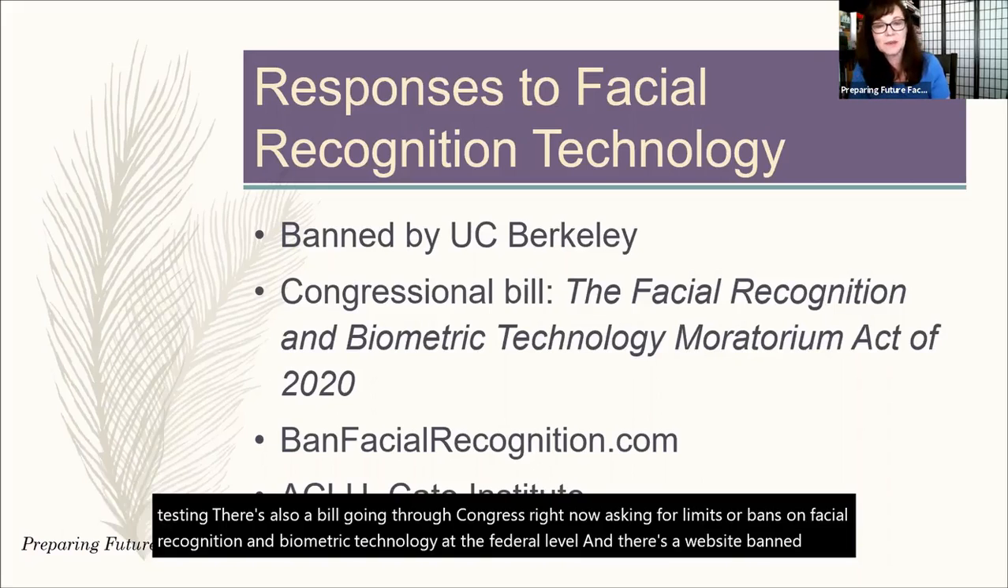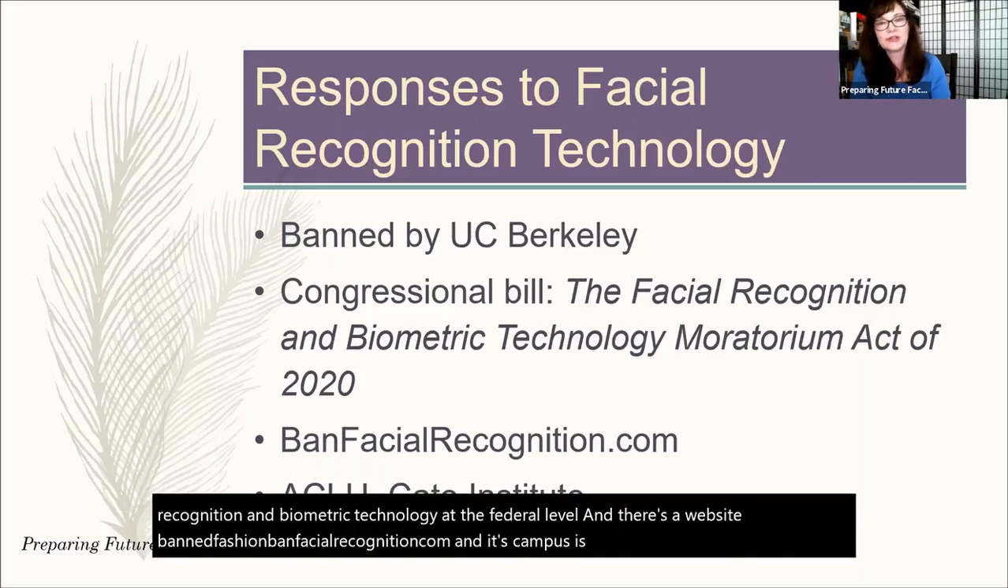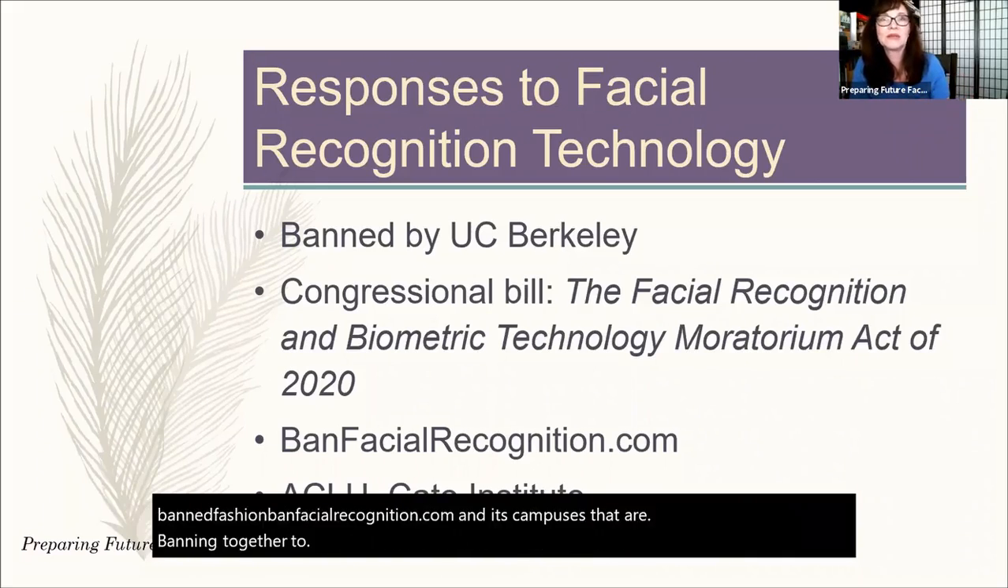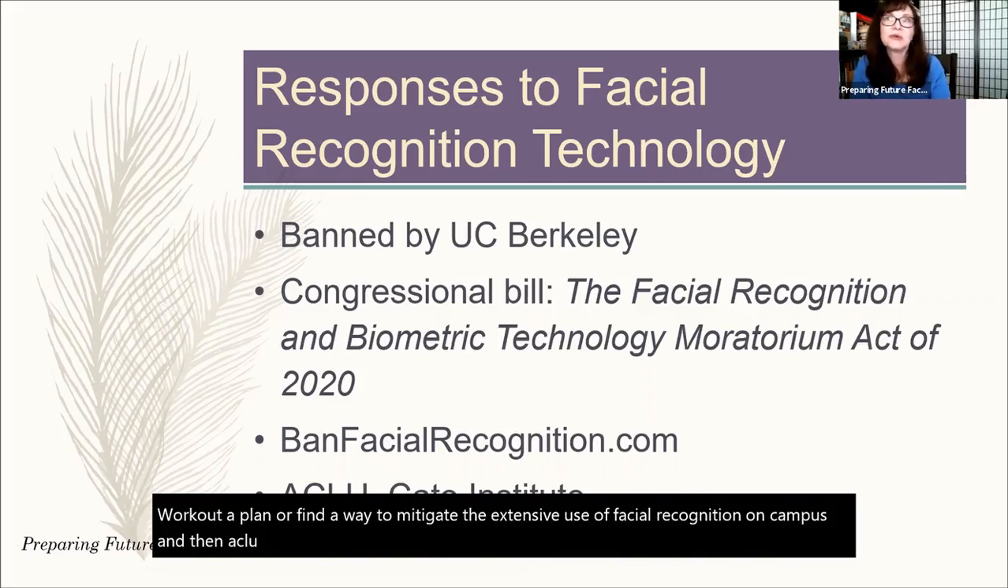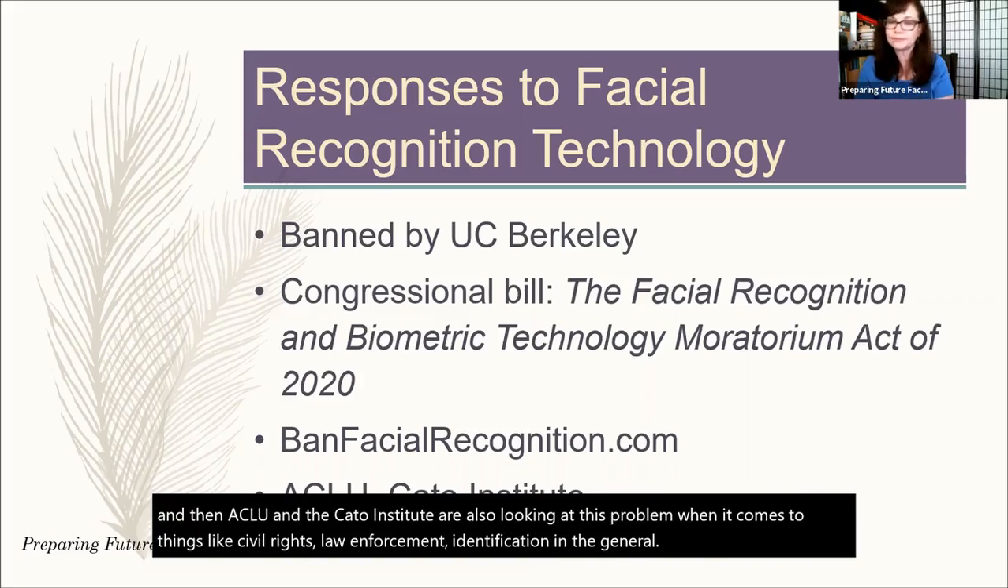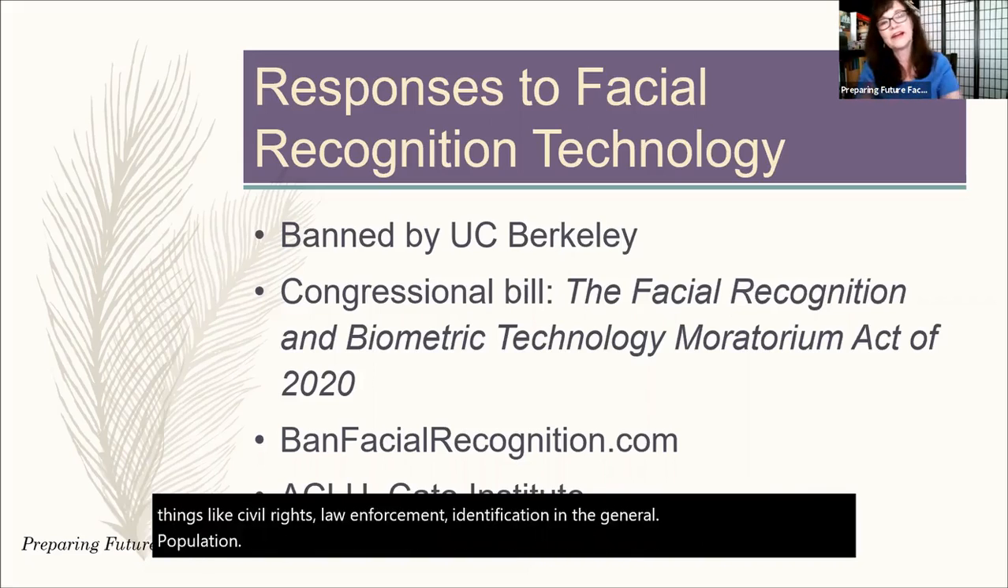And there's a website, banfacialrecognition.com, and it's campuses that are banding together to work out a plan or find a way to mitigate the extensive use of facial recognition on campus. And then the ACLU and the Cato Institute are also looking at this problem when it comes to things like civil rights, law enforcement, identification in the general population. So we've already got discussion, yes, on campus and outside of campus about the problems that are coming up.